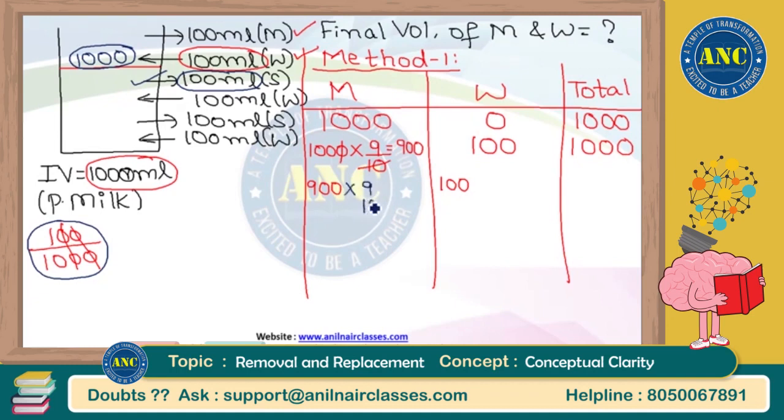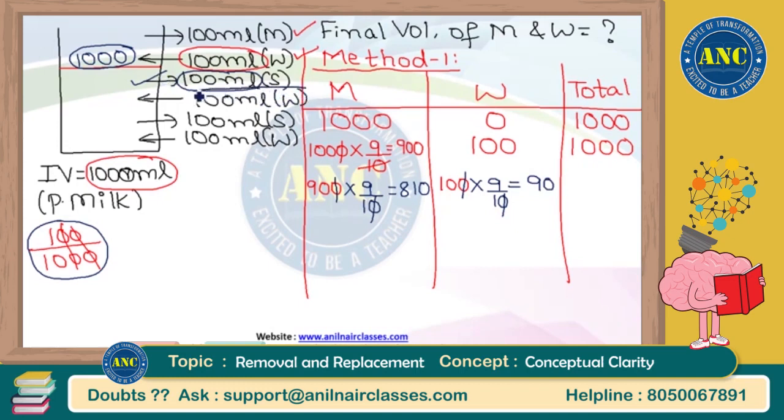Remaining inside is 9 by 10 milk, and remaining inside is 9 by 10 water, because it is solution. 1 by 10 solution taken out means 9 by 10 solution is there inside. Solution is a combination of both milk and water. So I should multiply 9 by 10 for both milk and water. So 0 cancels. 90 into 9 is 810. 10 into 9 is 90. That is the third step. Step number 3 is completed.